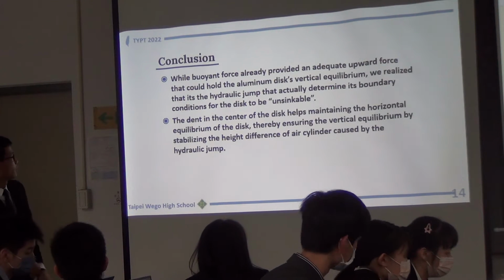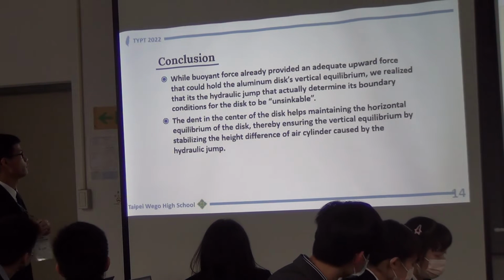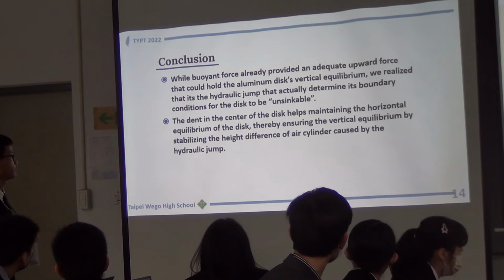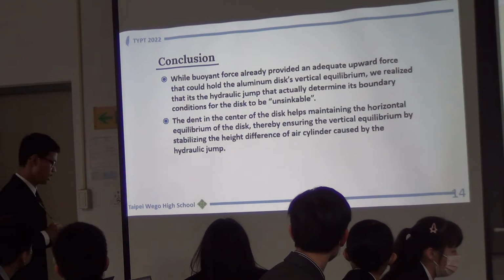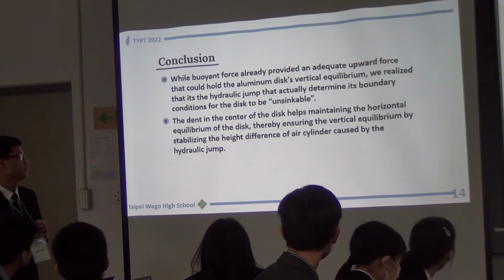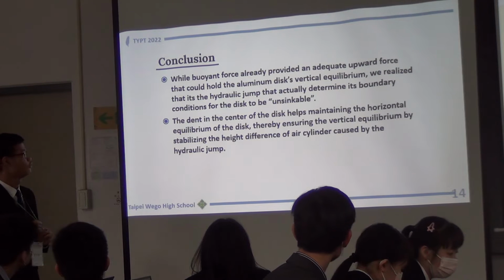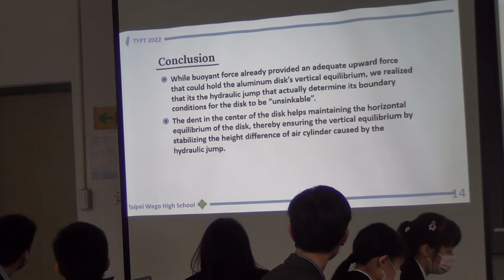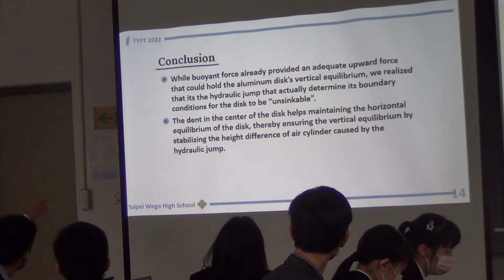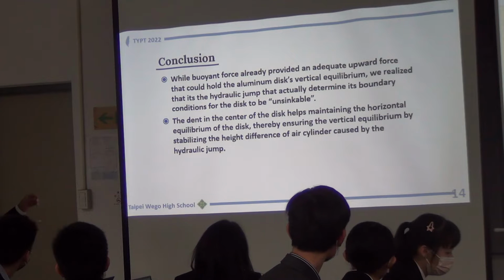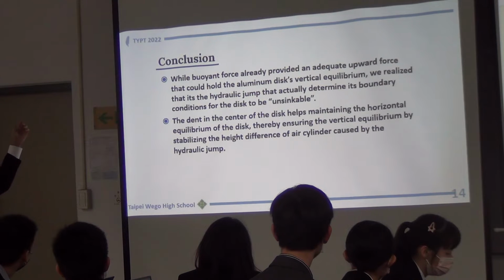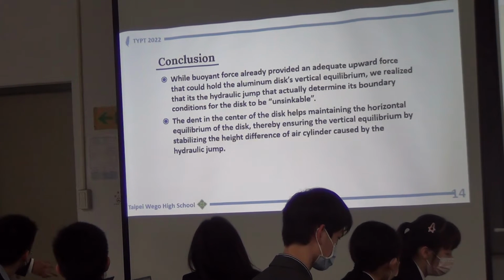So now let's go into our conclusion. While the buoyant force already provided an adequate upward force that can hold the aluminum disc in vertical equilibrium, we realized that it's the hydraulic jump that actually determines the boundary conditions for the disc to be unsinkable. So by using the boundary conditions we previously talked about, we can know the range of the radius of the disc within which it will be unsinkable, which is also related to the water stream and other factors.